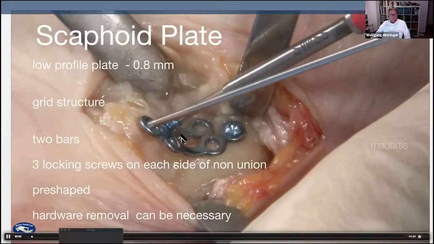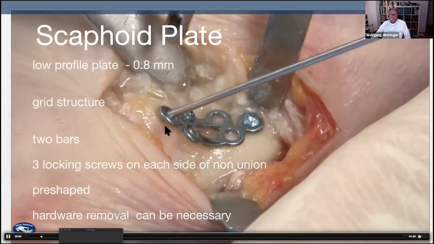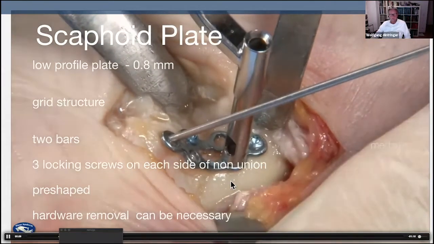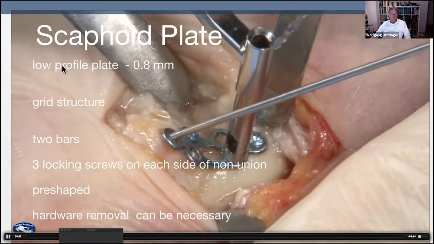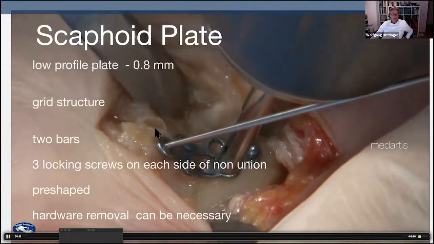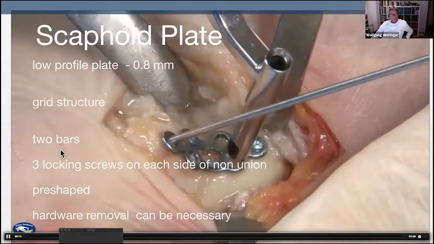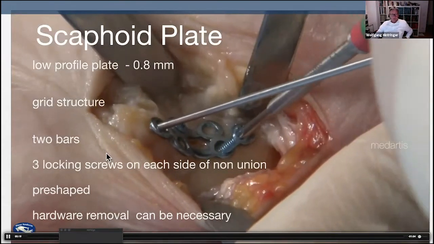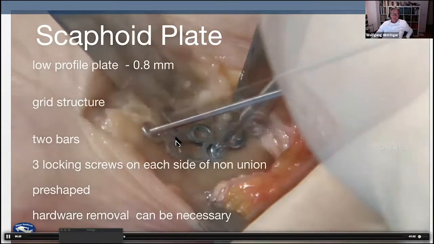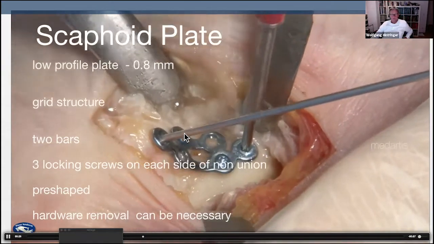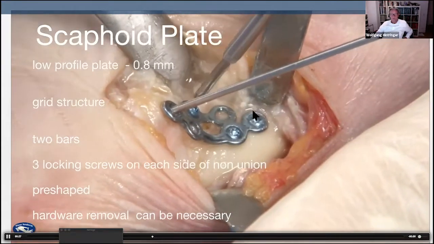The scaphoid plate, you see here on a cadaver operation, is a low profile plate from 0.8 millimeters. It has a grid structure. You can see here 2 bars. And you can put 3 locking screws in proximal and distal poles when they are big enough.